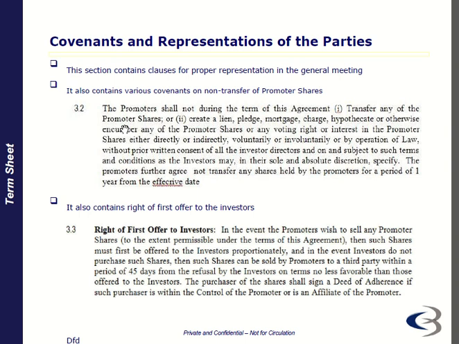the shares can be sold by the promoter to a third party within a period of 45 days from the refusal by the investors, on terms not less favorable than those offered to the investors. The purchaser of shares shall sign a deed of adherence if the purchaser is within the control of the promoters or an affiliate of the promoter. So this is one thing the promoter should look out for before going ahead to the market.